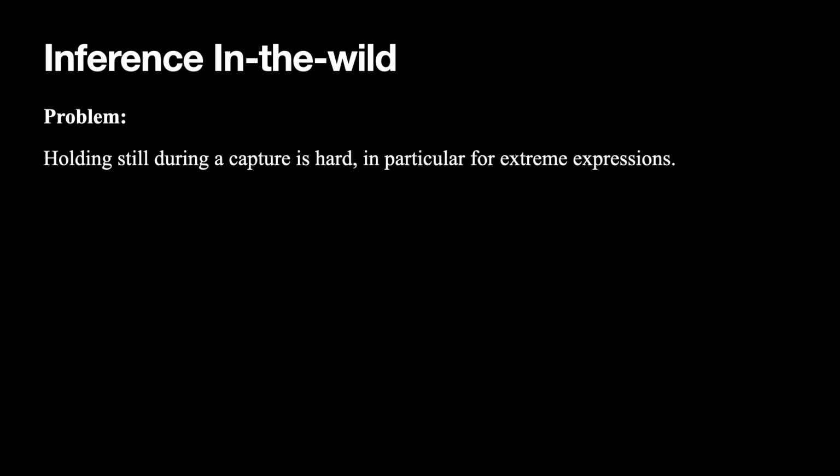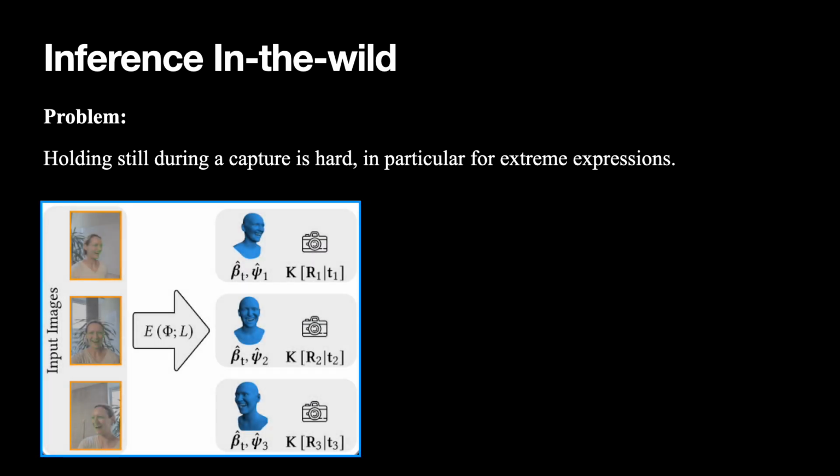So how do we handle this during inference time? If you pay close attention to the 3DMM fitting step, then you can see that we fit 1 identity coefficient, beta, but 3 expression coefficients, psi.